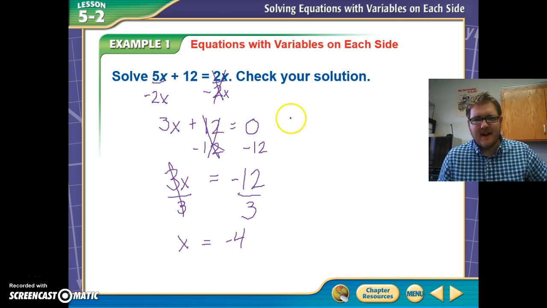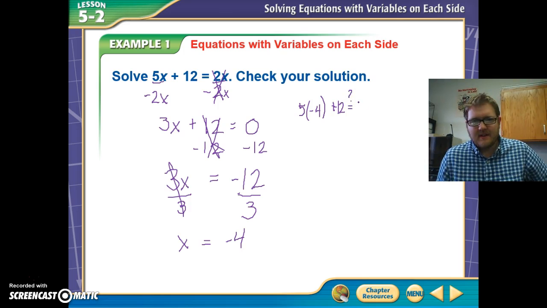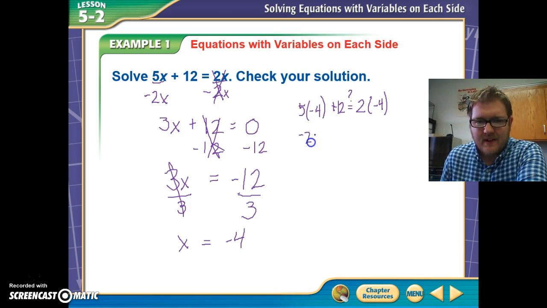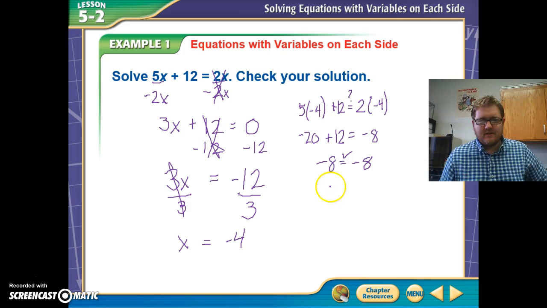When we run that back in to check, we have 5 times negative 4. I'm just putting in the negative 4 for x, plus 12 equals possibly 2 times negative 4. Let's check that. We get negative 20 plus 12 equals negative 8. Is that true? Well, yes. If we have negative 20, take away 12, it's 8. The negative is bigger, so negative 8. That means our solution is correct. We've made both sides of this equation equal by substituting in negative 4 for x.